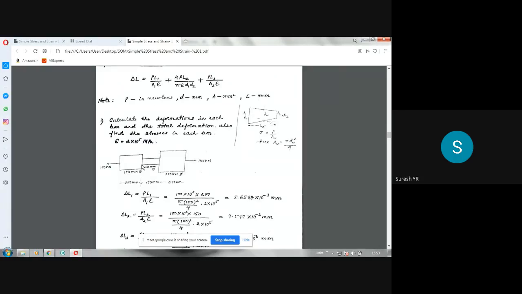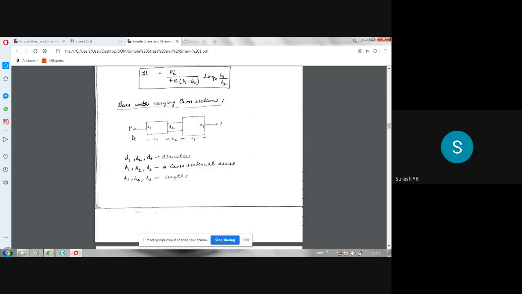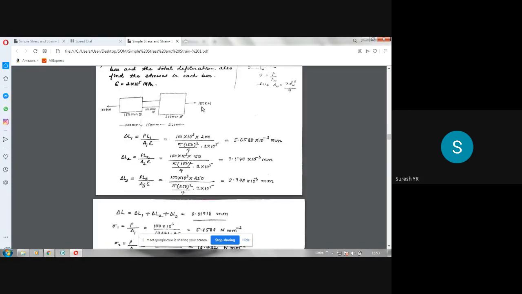Now you can see in this problem, he has given three portions. The first portion 150 millimeter diameter, second portion 100 mm diameter, third portion 200 mm diameter. Tensile force is given 100 kilonewton. And the first length portion is 200 mm, second length portion is 150 mm, third length portion is 250 mm. L1, L2, L3, D1, D2, D3, P is 100 kilonewton. That's all. Now in this case, this belongs to this type. See, first one, this type of problem. So you know all the values. P is 100 kilonewton.